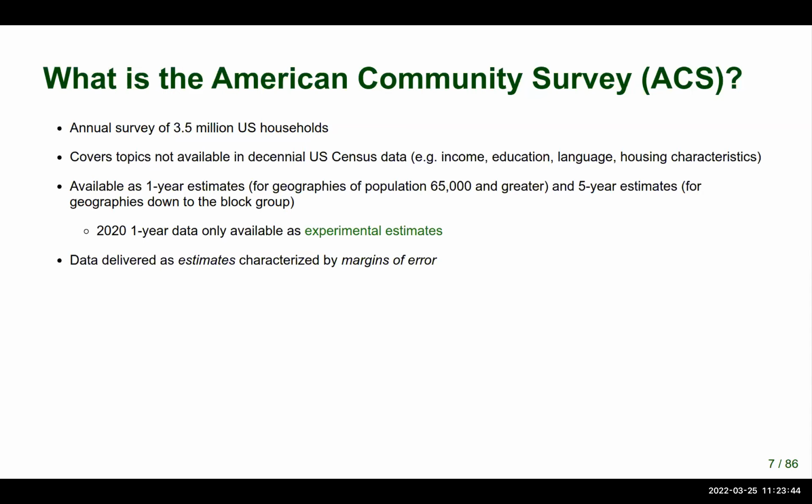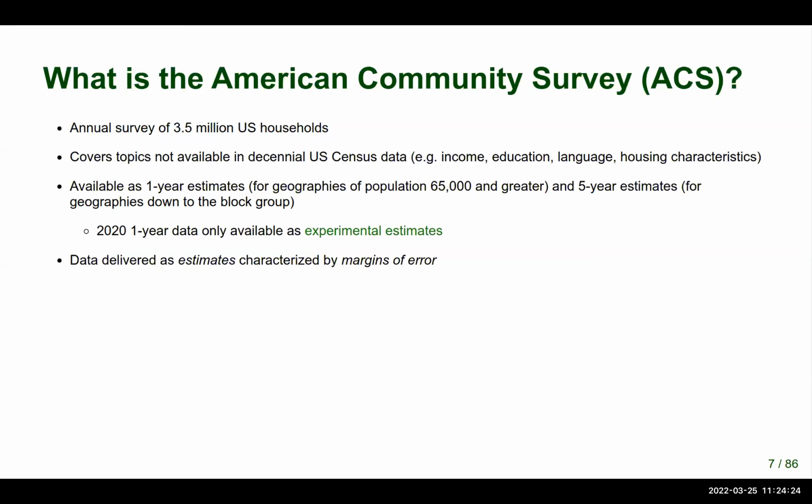And so the ACS is an annual survey, and it's sent out on a rolling basis throughout a year by the US Census Bureau to around 3.5 million US households per year. That'll cover maybe 10 to 12 million people who will be accounted for in the ACS. As I mentioned, it covers topics that you don't get in the decennial US Census, which are of acute interest to just about anybody working with demographic data. So you can get income information, education, language, and more detailed housing characteristics, among other things.